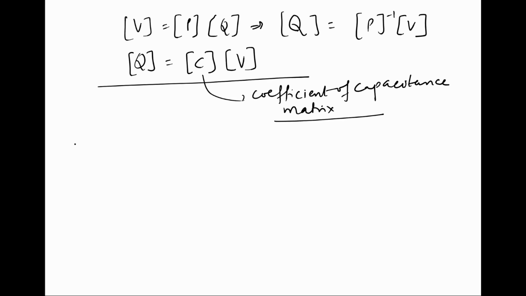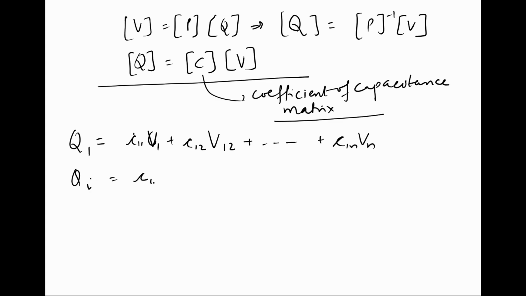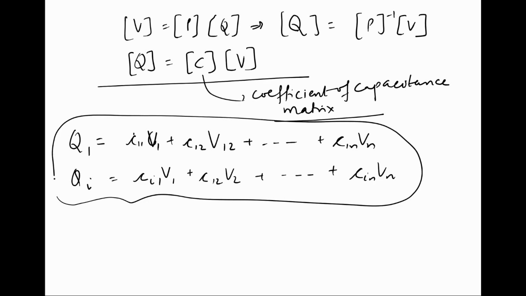In expanded form, I can write that the charge on conductor 1 is given as a linear combination: C11 V1 plus C12 V2 up to C1n Vn. Similarly, for the ith conductor, Ci1 V1 plus Ci2 V2 up to Cin Vn. In this way, we can find the charge or the potential on the conductor if we know these factors. And these factors, as we have seen, depend just on the geometry and the media.